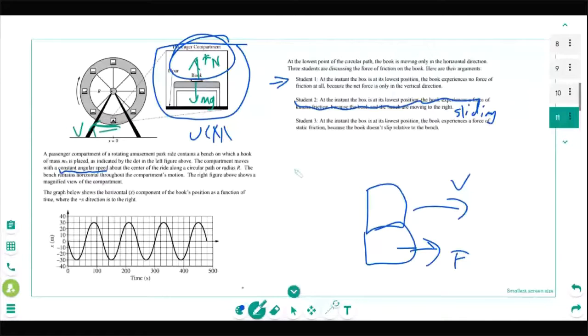If there was no friction, I think the book stays right there because there are no forces acting on it sideways at the lowest position. If we were somewhere else in that loop, let's say at one of these sideways positions, absolutely you need friction, because friction is what's going to point toward the center, and that's what's going to keep this thing accelerating in a circle. But at the bottom, I don't think there's a need for friction.